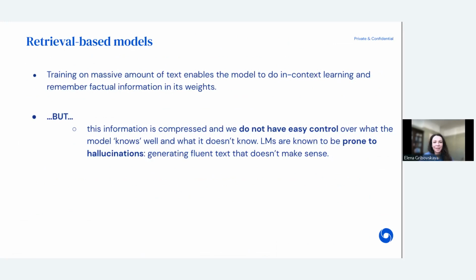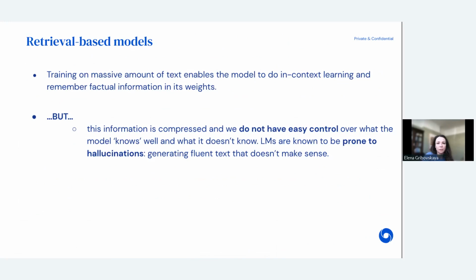Okay. Retrieval-based models. As we just saw, training on a massive amount of text enables the model to do in-context learning and remember factual information in its weights. But there is a limitation. This information is compressed and we do not have easy control over what the model knows well and what it doesn't know. Language models are known to be prone to hallucinations. Hallucinations are fluent text that is senseless or factually incorrect.